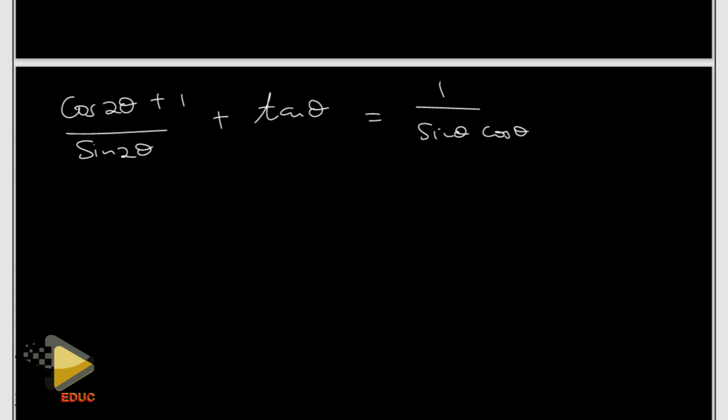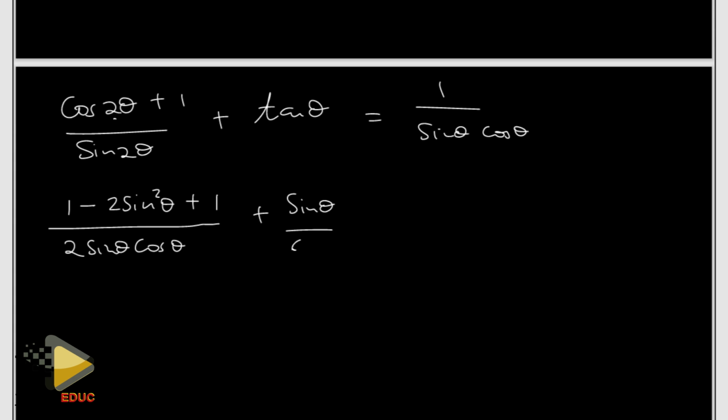First things first, I need to break down the identities. I know that cos 2 theta, I can break it down in terms of sine. So that's going to be 1 minus 2 sine squared theta, plus 1 over 2 sine theta cos theta, plus, break that down, sine theta over cos theta. Sorry guys, we're starting from the left-hand side.